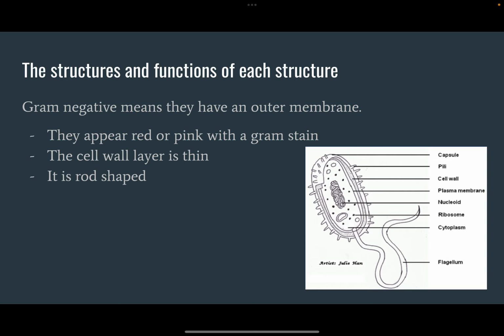So the structures and functions of each structure. Gram negative means that they have an outer membrane. They will appear red or pink with a gram stain. This also means that the cell wall layer is thin and that it is rod-shaped. I have an example on the right of what it looks like.